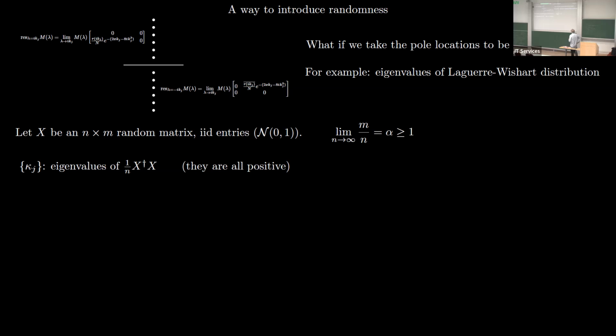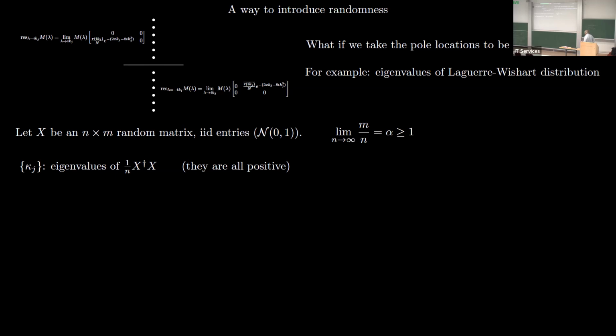So here's an example: Laguerre-Wishart distribution of random matrices. So I'll define it very quickly. Usually I have a bunch of slides that walk people through what is a random matrix at this point, but I'm not going to do that. So just imagine you have an n times m matrix.